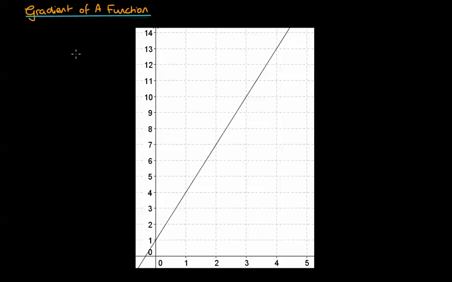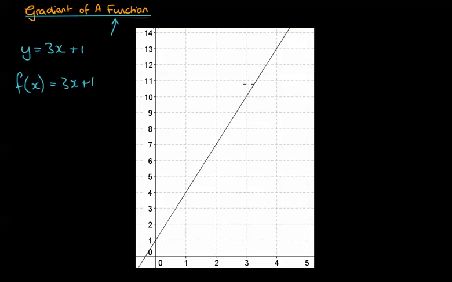Okay, let's forget about distance time graphs for a moment and concentrate on functions in general. Let's say I have this straight line graph. This graph is y equals 3x plus 1, or I could even write f of x equals 3x plus 1. Remember, they're the same thing.